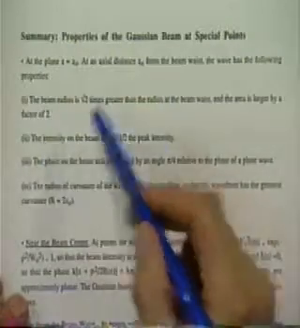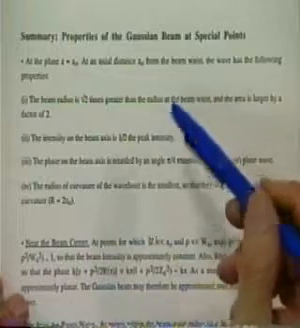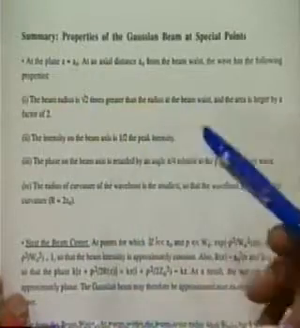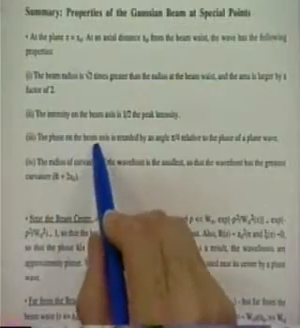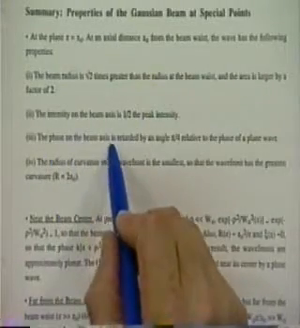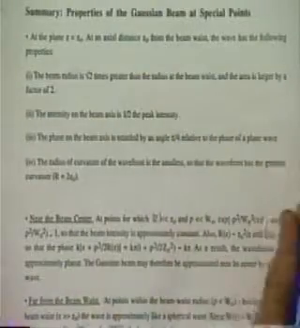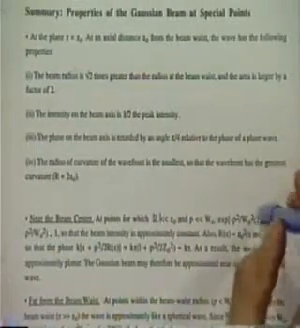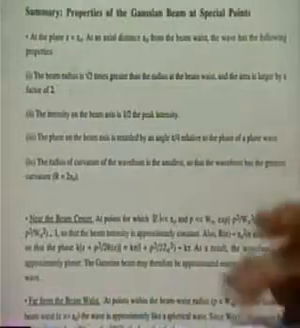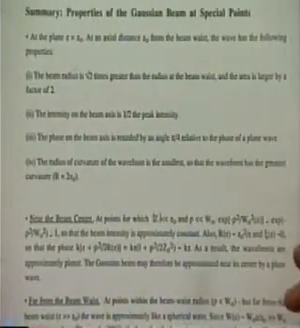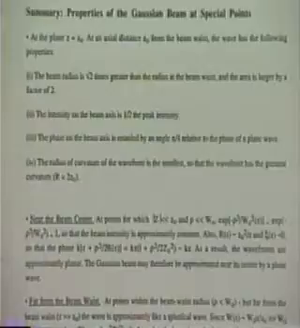The intensity, or in your words, the irradiance, on the beam axis is half the peak irradiance. The phase on the beam axis is retarded by pi over 4 relative to the phase of a plane wave. And the radius of curvature of the wavefront is the smallest, so the wavefront has the greatest curvature, 2z naught.